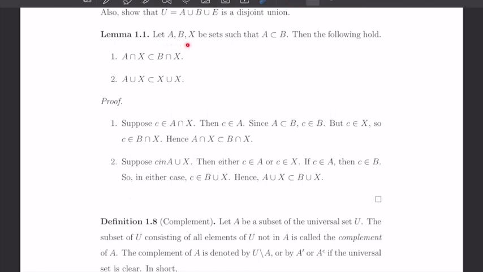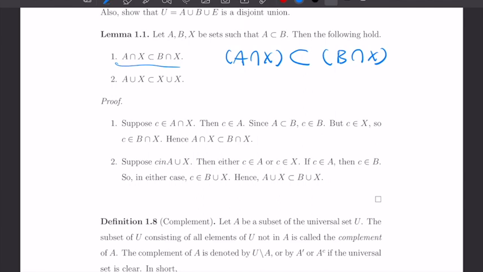Let A, B, X be sets such that A is a subset of B. Then the following hold: A intersect X is a subset of B intersect X, and A union X is a subset of B union X. By the way, this expression means this: A intersect X is a subset of B intersect X.